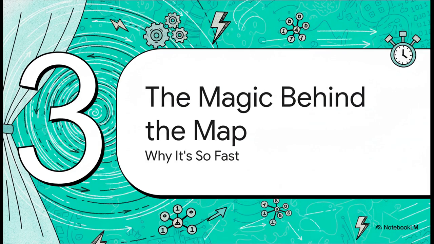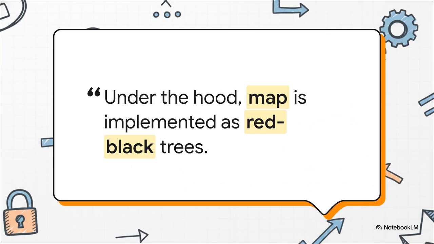Okay, so it's flexible, it's easy to use, but the real magic, the reason we love std::map, is because it is ridiculously fast. So let's pull back the curtain for a second and see why it's so incredibly efficient. Now, you don't need to be an expert on red-black trees. Not at all. But just know that this complex-sounding thing is the secret sauce. This special tree structure is what's working tirelessly behind the scenes, keeping everything perfectly sorted and making lookups feel instantaneous.